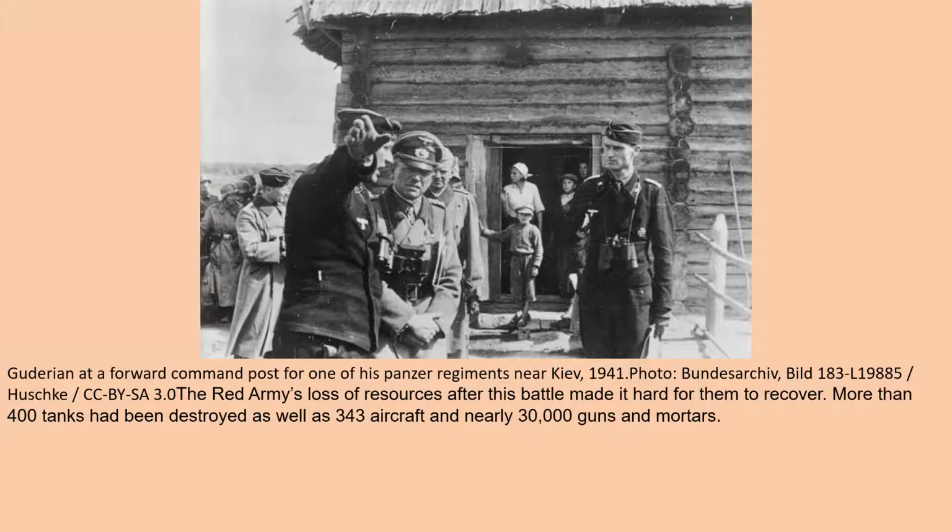Guderian, this is Hans Guderian at a forward command post for one of his panzer regiments near Kiev in 1941. So the Red Army's loss of resources after this battle made it hard for them to recover. They were in a world of hurt before that, and then after that, certainly more so. More than 400 tanks have been destroyed, as well as 343 aircraft and nearly 30,000 guns and mortars. An impressive loss, and over 600,000 men.